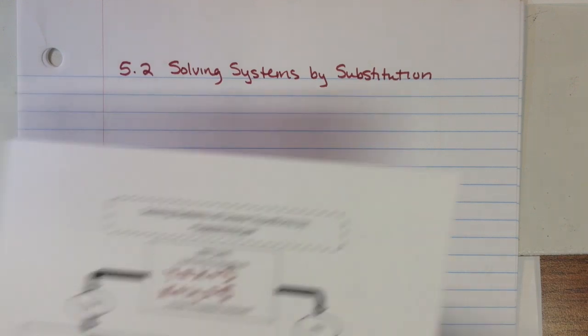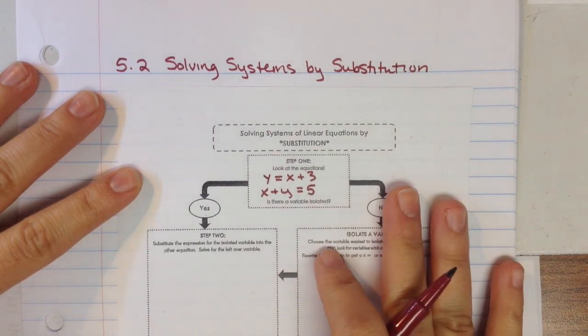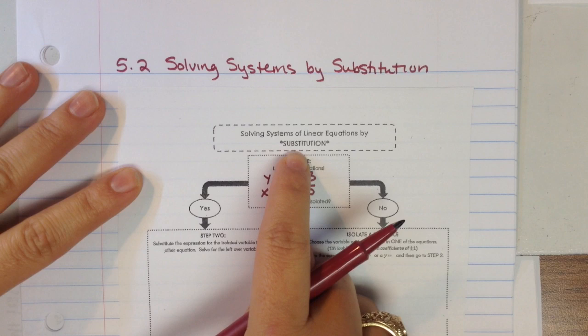Now, you were handed this piece of paper and you cut it in half, and we're going to look first at the flow chart that says substitution at the top. So take a second and get that cut up.